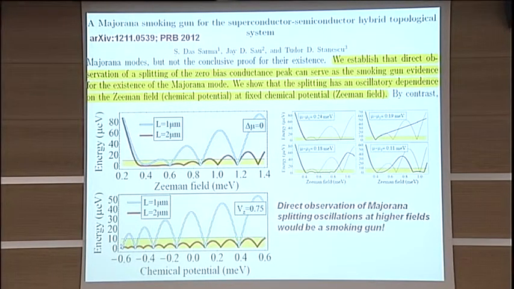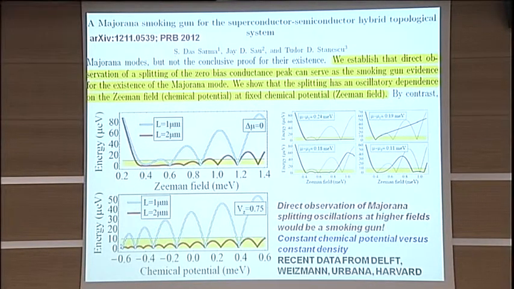I'm going to conclude by saying that, yes, direct observation of the splitting at high field would be a smoking gun at some level. You have to be careful whether the experiment is being done at constant chemical potential or constant density, but that's a detail. You should see the oscillations, and voila, these oscillations have been seen at Delft, Weizmann, Urbana, Harvard. And at Delft and Weizmann, actually, these oscillations existed before this paper of ours. These oscillations are there, and have a prediction.